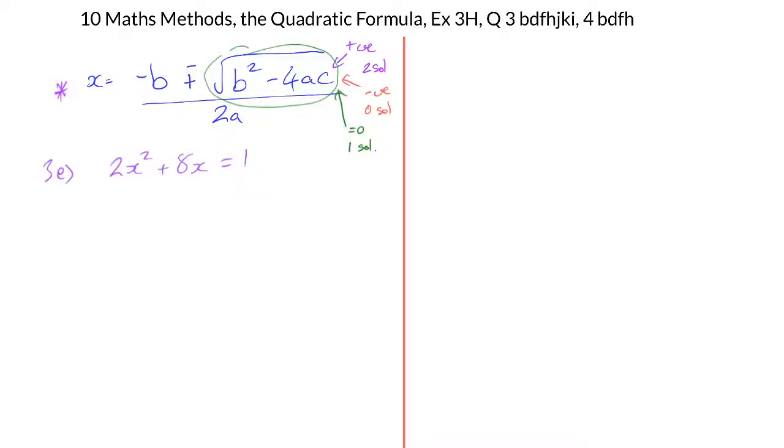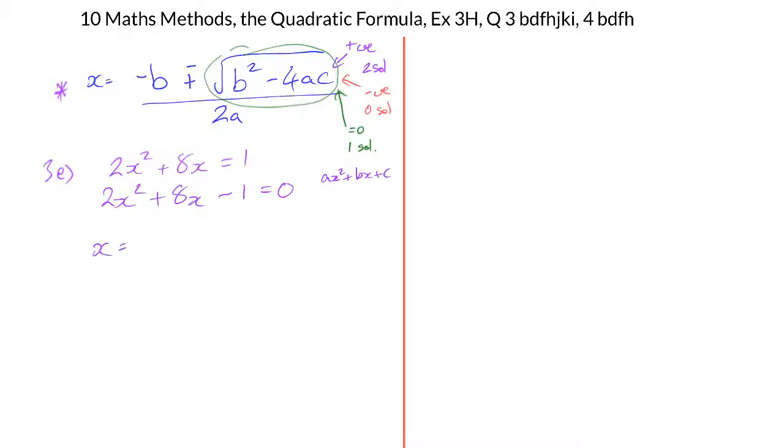Okay, the first thing is to get it in the form of ax squared plus bx. I went to write b there, what a silly duffer. And then plus c, in this case c becomes minus 1, moving the 1 to the other side. So we now have it in our form, ax squared plus bx plus c.